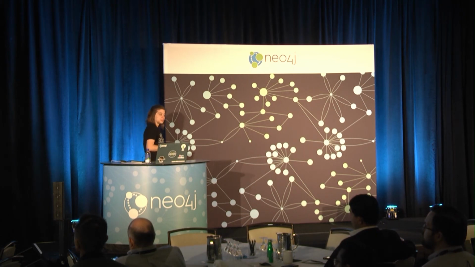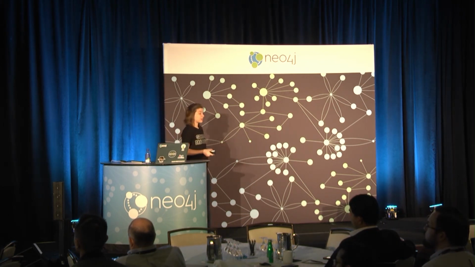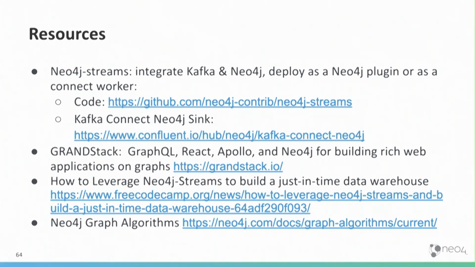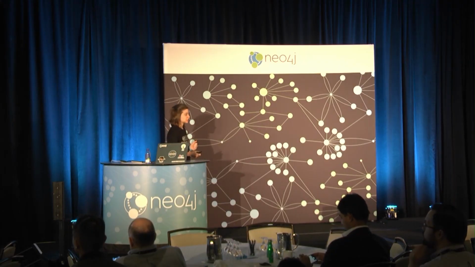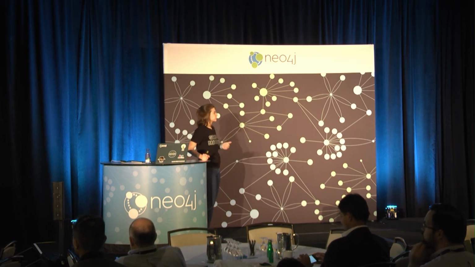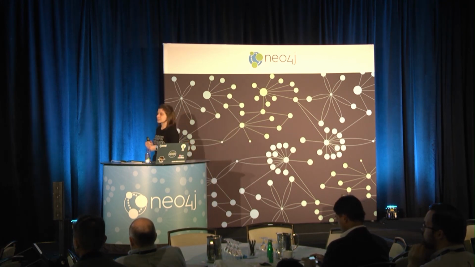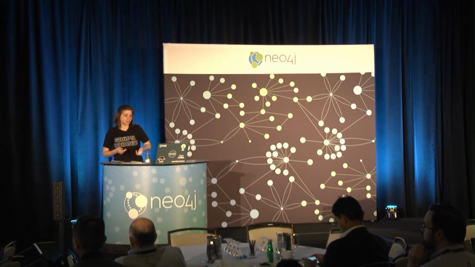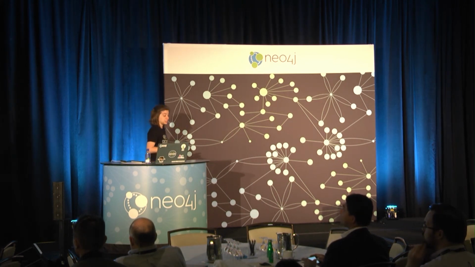So just to wrap up, if you're interested in more information on the Neo4j Streams library, you can check out the code there, as well as the Connect Neo4j sync on the Confluent Hub. More information on GrandStack is at that grandstack.io link. And then there's an example out there of using Neo4j Streams to build a data warehouse, so that's a good blog post. And then, of course, general information about graph algorithms, how to use them, what they're used for, and how you can apply them can be found in our documentation.